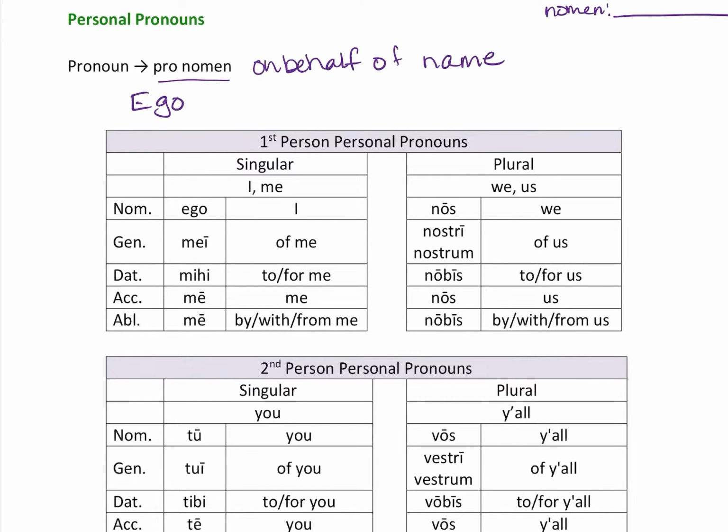Ego curro would mean, well, curro on its own means I run. Ego curro also means I run as well. It does not mean I run, even though if you translated it directly, that's what it would be. So they did it just to emphasize the I in that case. They wanted you to know that it was I who was doing the running.